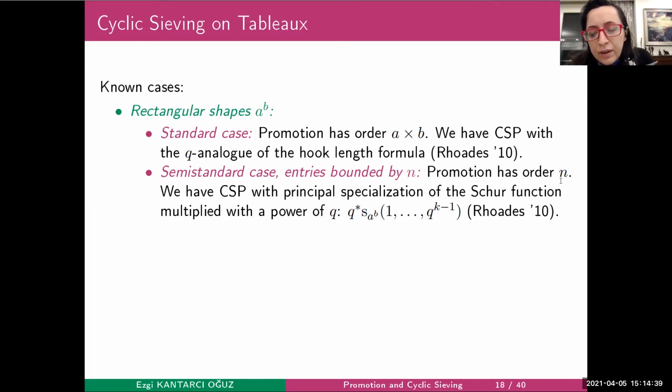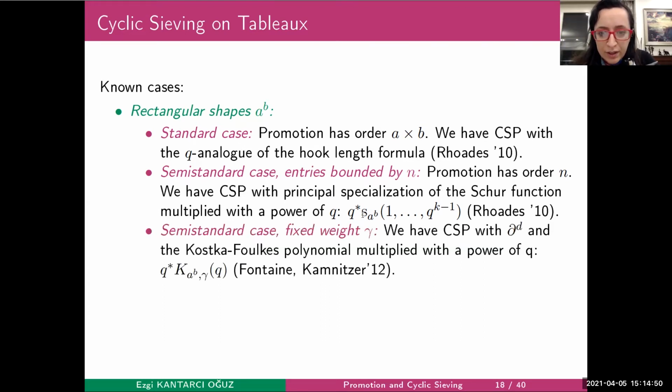And the polynomial we get in this case is the principal specialization of the Schur function times the power of Q. And then in a 2012 paper, they looked at the same standard case with a fixed weight that had some symmetry. So if you rotated d times, you get the same weight. And in this case, the polynomial was the Kostka-Foulkes polynomial. And the Kostka-Foulkes polynomial is going to come up in this talk as well. So we'll talk more about that.